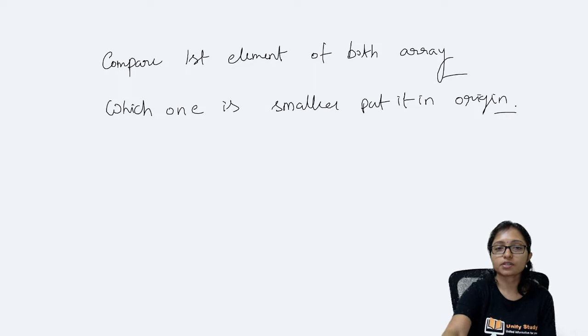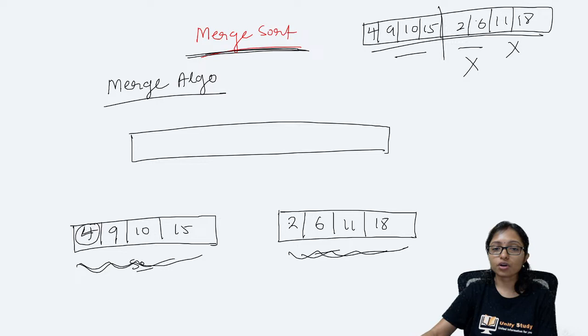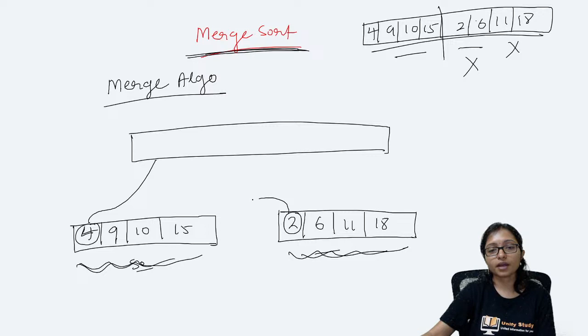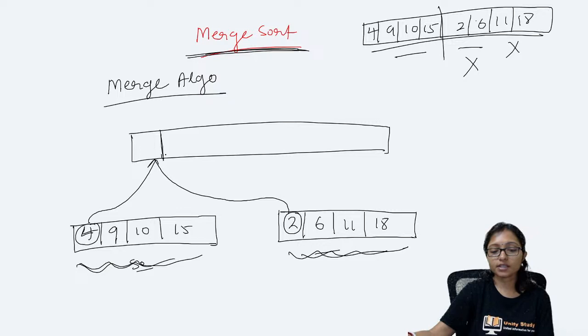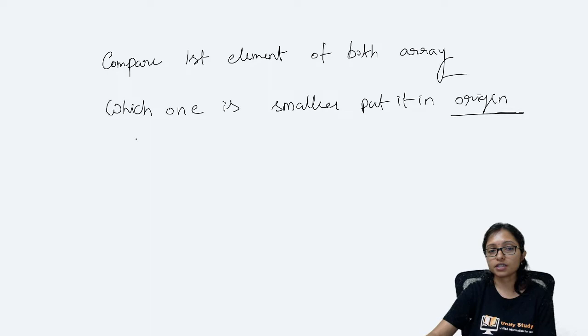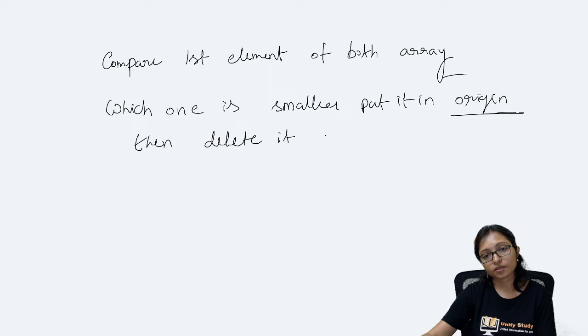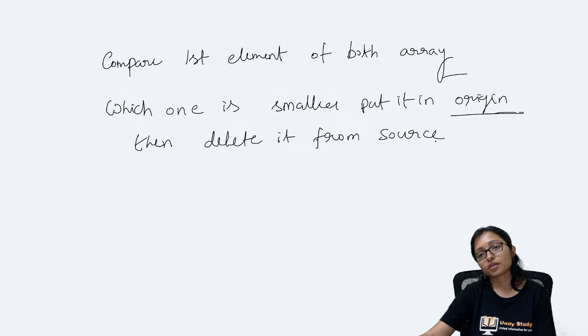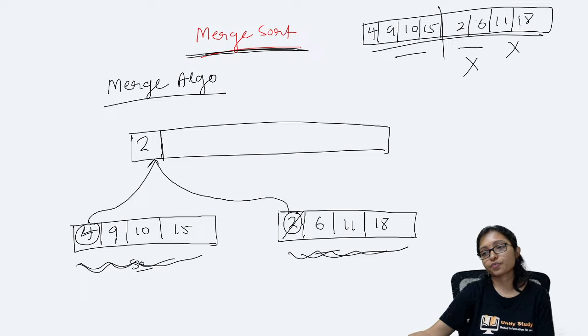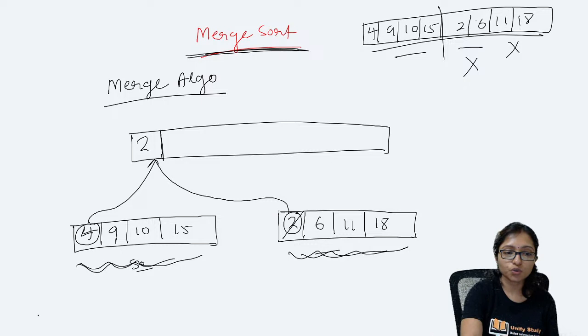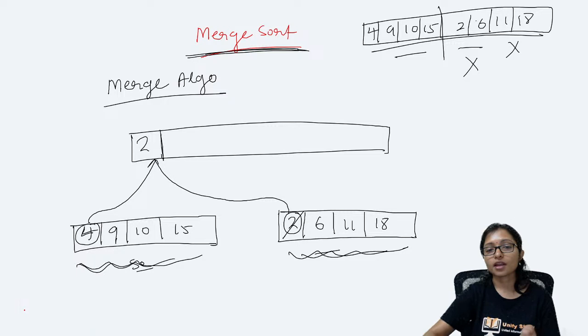How is it? First element. What are the first elements? 4 and 2. Okay. So 4 and 2, whenever I am comparing, which one is the smallest one? 2 is the smallest one. So I am going to place 2. Whenever I am putting it to the origin, then delete it from the source. So 2 is now deleted. Got it? Clear? I am comparing the 4 and 2, and after comparing, 2 is the minimum one.